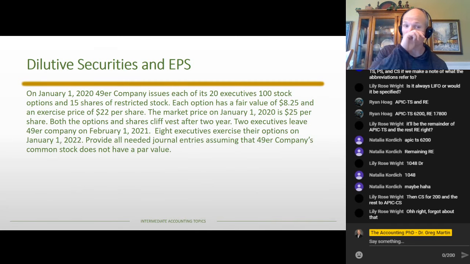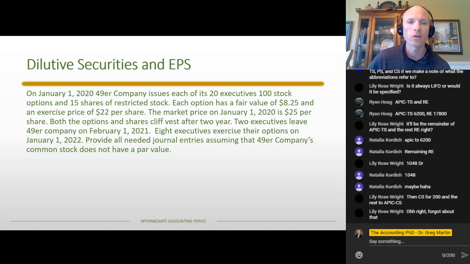All right, so now the next one. I combined them into one problem. We're looking at stock options and restricted stock. The reason I wanted to do that was just to be a little more efficient. We have 20 executives. They have stock options. They have restricted stock. We have a fair value for each stock option, an exercise price, a market price for the stock. We've got lots of information.